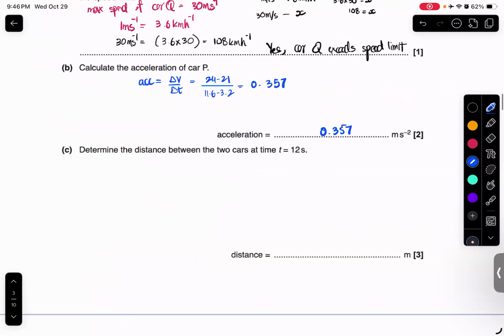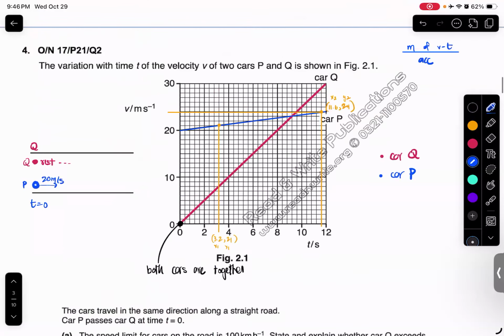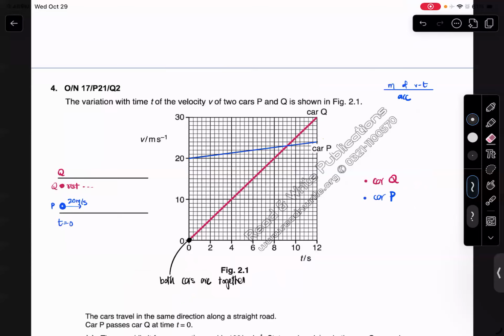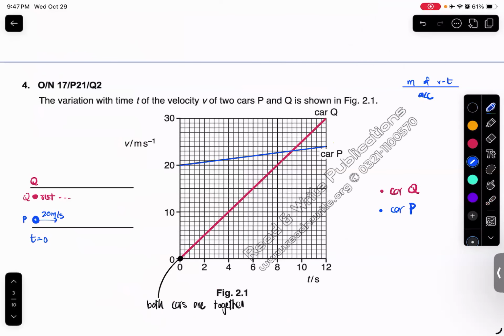Now let's move on. Determine the distance between the two cars at t equals 12 seconds. Now that's a very fascinating question. Take a minute to think what the question is actually asking. So he's basically asking, at time equals 12 seconds, what is the distance between those cars? Like which car is ahead?